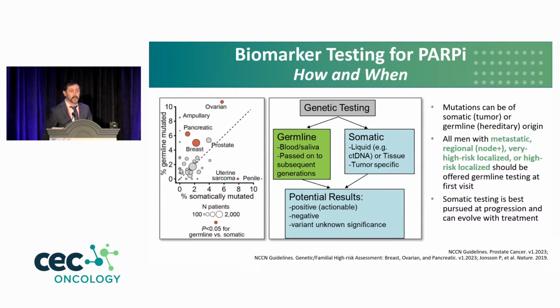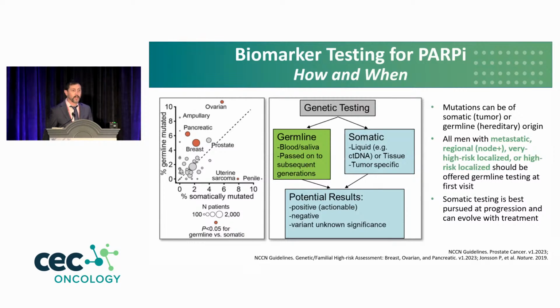Genetic testing comes in two forms. We have germline or hereditary testing, which is using blood or saliva, or in rare cases, hair or skin biopsy samples. And importantly for patients is that this type of variant can be passed on to subsequent generations and shared amongst family members. So it has much bigger implications than just for the patient and treatment selection.